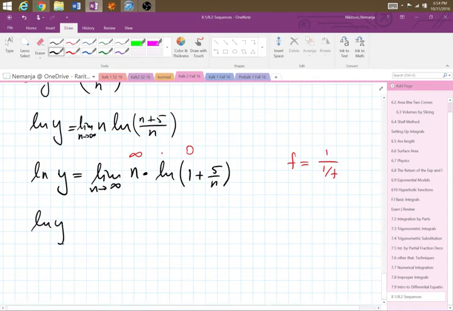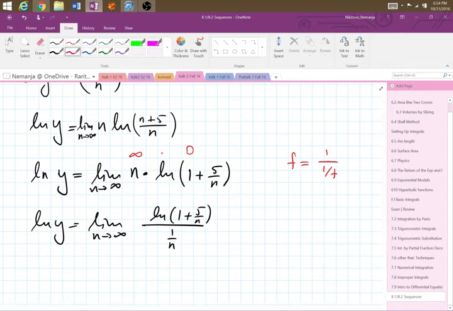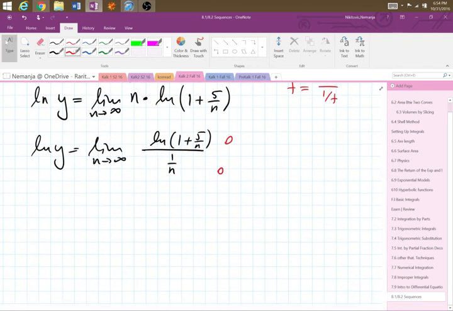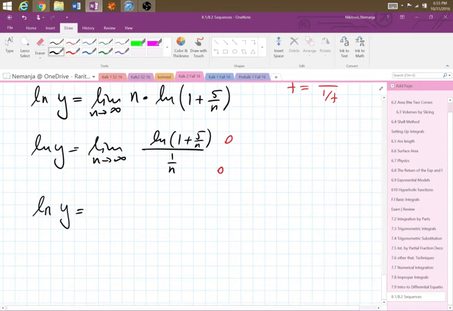So we have ln y is equal to the limit as n goes to infinity of ln of 1 plus 5 over n divided by 1 over n. And now what you have is 0 over 0, which is an indeterminate form, which means that you can perform L'Hopital's rule, taking the derivative of numerator and denominator independently, and the limit would be equivalent to the original problem. So now we apply L'Hopital, n to infinity, and we take these two derivatives.